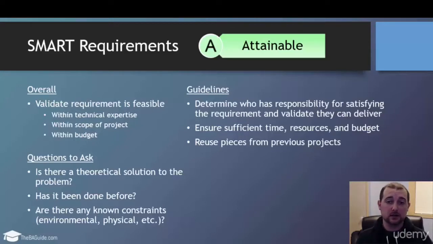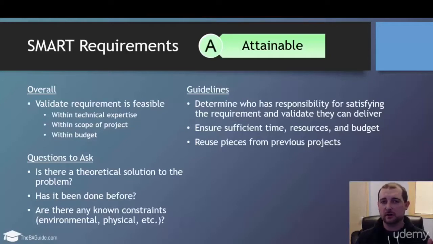Some of the guidelines. You want to determine who has responsibility for satisfying the requirement and validate they can deliver. So this comes to the technical expertise. If you're not sure if that requirement's attainable, you're going to want to go talk to your IT experts and find out, is this a path we want to go down? Are we able to achieve this?